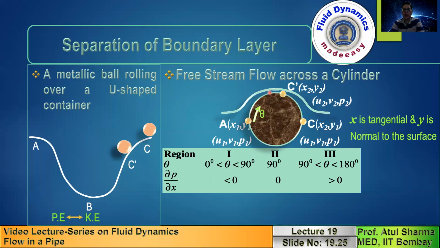So between theta is equal to 0 and 90, from here to here, you find that you have a converging flow, which means the streamwise velocity is increasing and the pressure is reducing. So the pressure is reducing along the tangential direction. So del P by del X is negative. It is like you are moving on a road where on the front side, pressure is less, and on the back side, pressure is more. So this is an example.